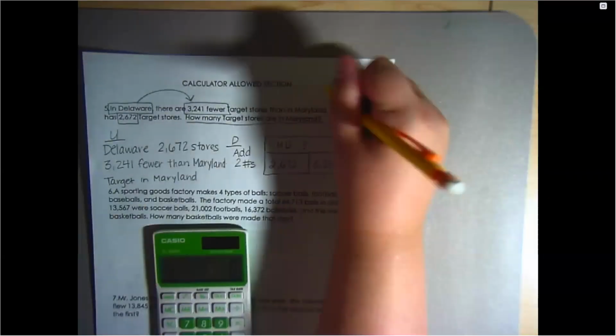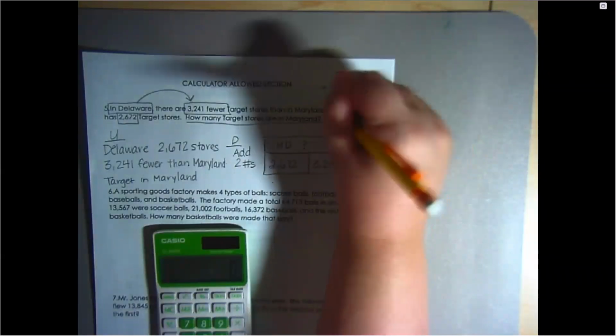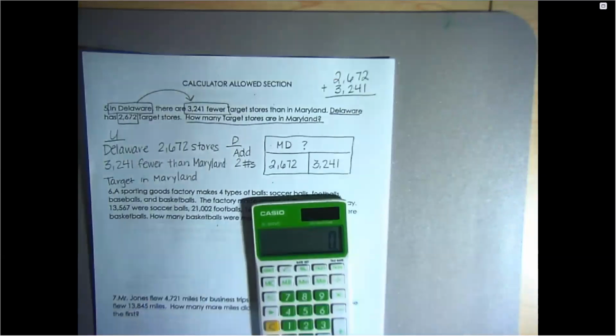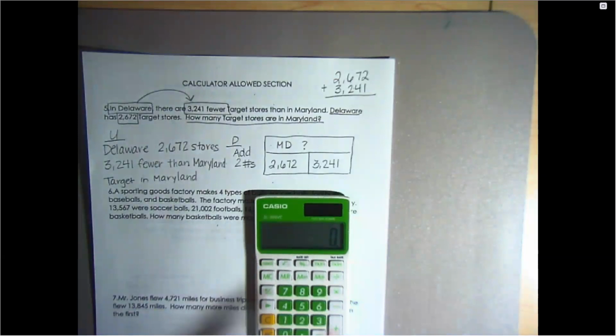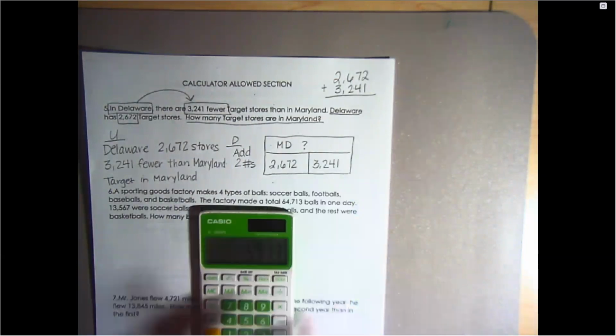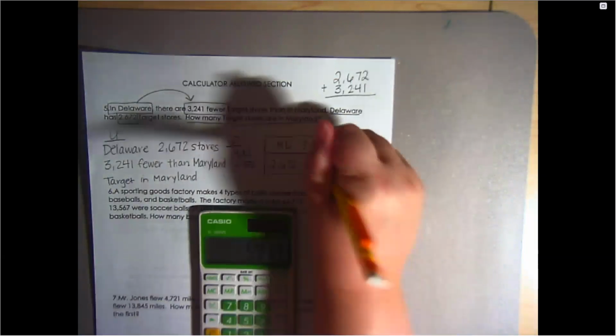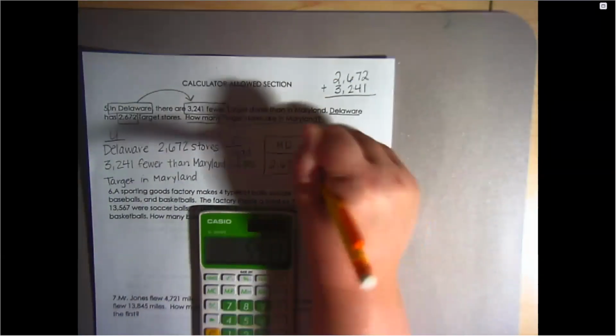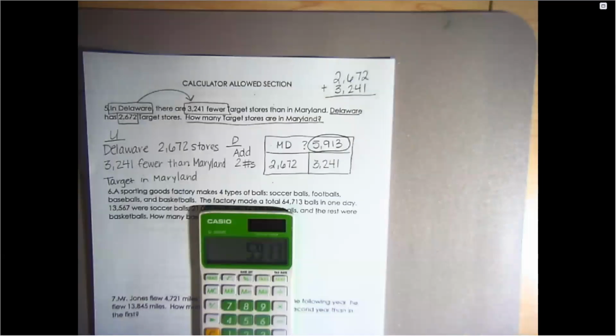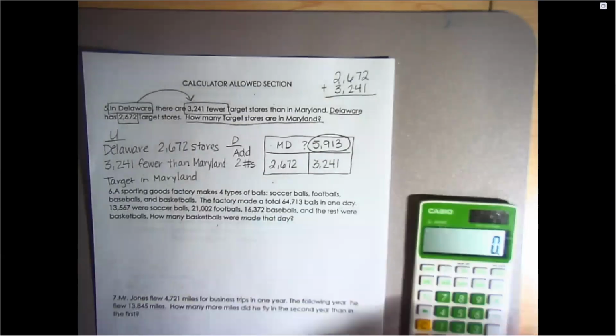2,672 plus 3,241. And now I'm going to use my calculator because I want to make sure that I'm correct. I put a new battery in, so it should be good to go. So I got 2,672 plus 3,241. And so the answer is Maryland has 5,913 stores. The answer is 5,913. Okay, clear my calculator out, and let's move on to number 6.